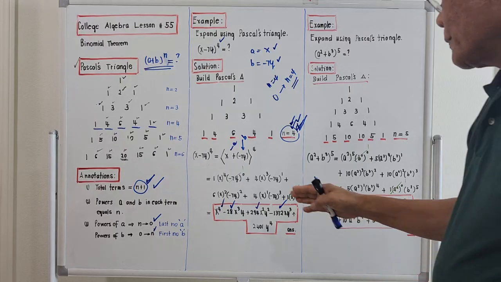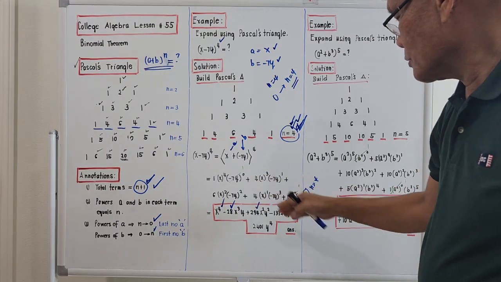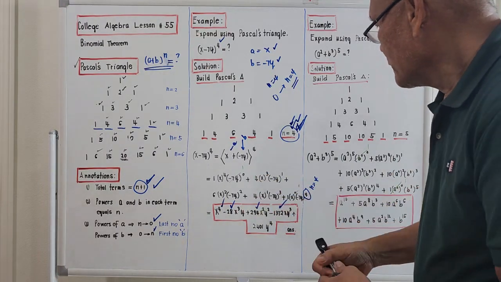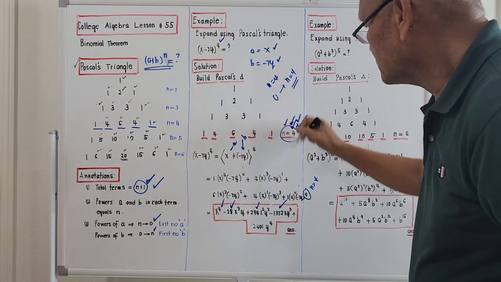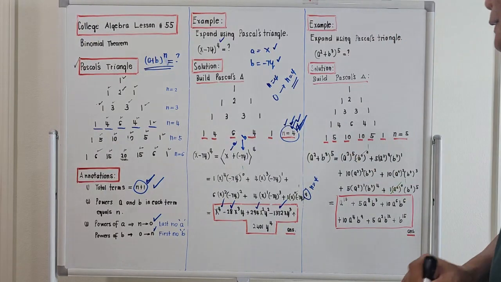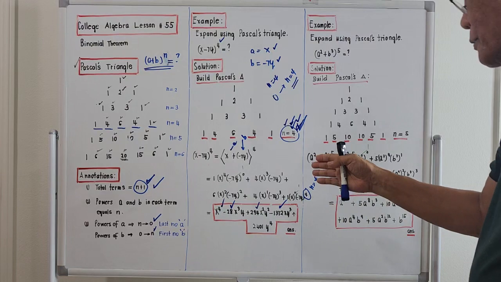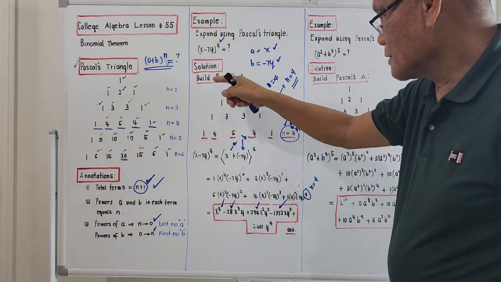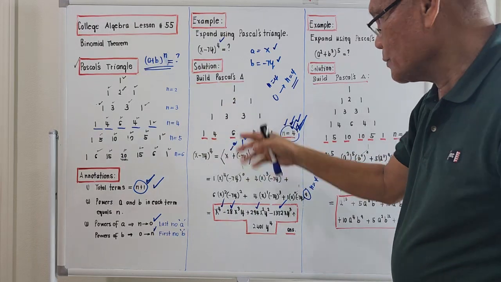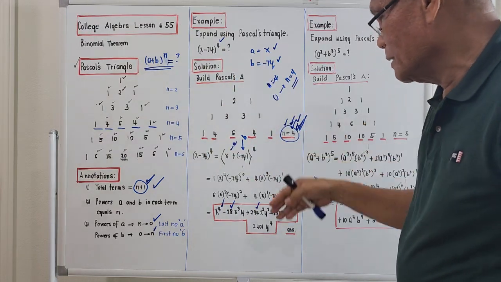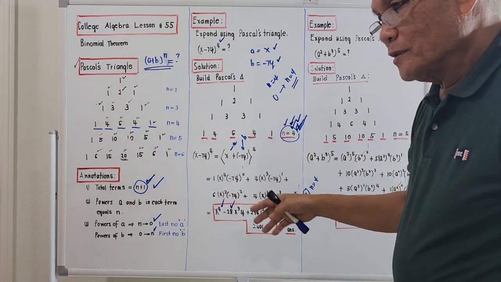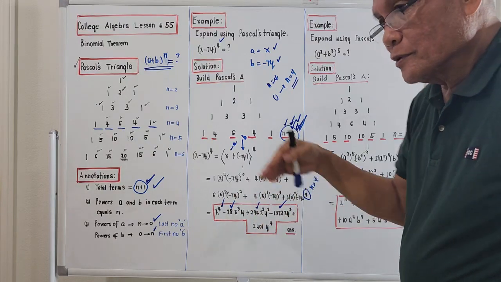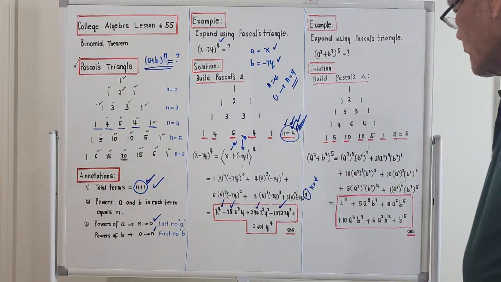The powers of x and y for the first and second terms in all the terms equal n. Right? That's the proper way to expand this given problem by using Pascal's triangle. So the number one step is to build the Pascal's triangle so we could determine the coefficients of the terms in the expansion. Okay, next problem.